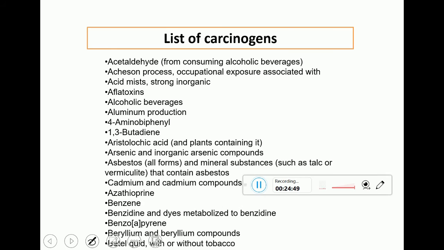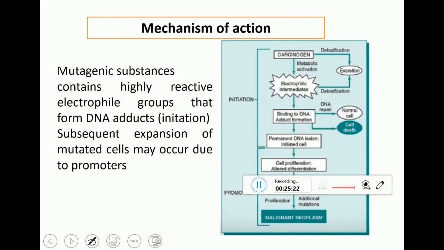Now this is the list of chemical carcinogens; this is a very short list. There are hundreds of other chemical carcinogens which are linked to the development of a particular cancer in humans. So the first one is acetaldehyde, then acid mist, aflatoxin, alcoholic beverages, aluminum production, butadiene, aristolochic acid, arsenic, asbestos, cadmium, azathioprine, benzene, benzidine. So these are the list of chemical carcinogens which play a role in the development of cancer directly.